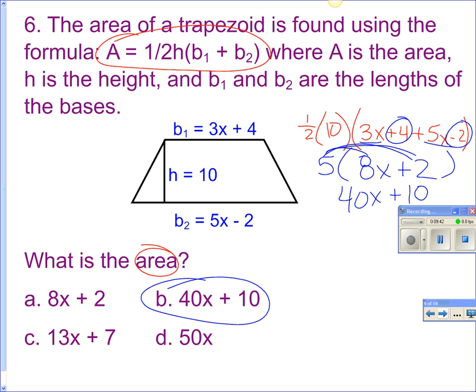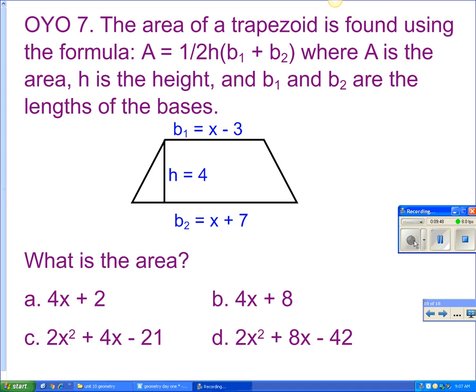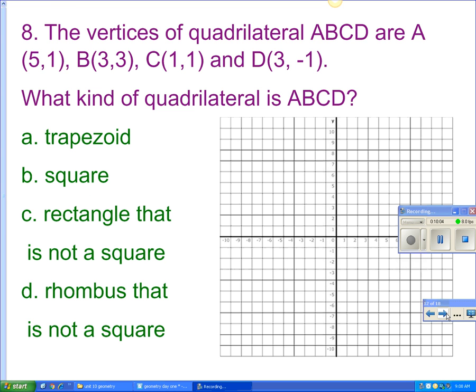Okay. All right, try your Oyo. All right, here's the answer up here. What does it say the answer is? B. Did y'all have multiple choice? No. Okay, but what does it say it is? 4x plus 8. 4x plus 8. How many people got that one? Very good.